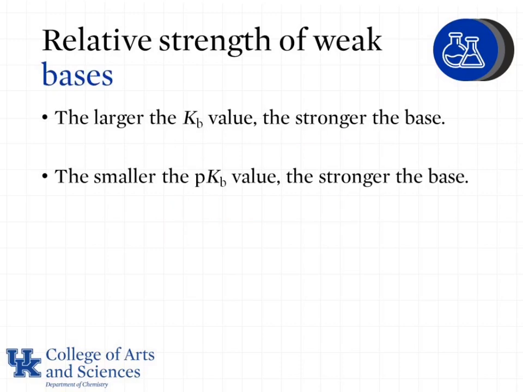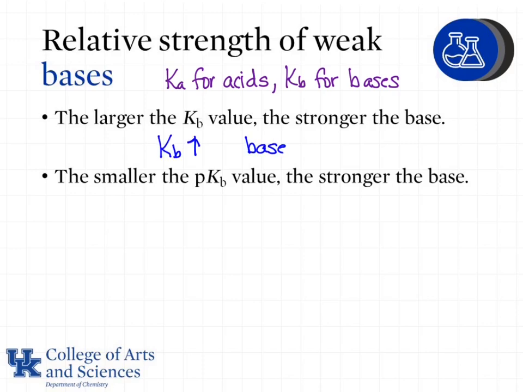Just as we looked at weak acids, we can also look at the relative strengths of weak bases. Instead of having Ka values and pKa values as we do for acids, we have Kb and pKb values for bases. The equilibrium expression looks the same. It's still products over reactants. We're just using the subscript B to stand for a base. The larger the Kb value, the stronger the base. So as Kb increases, the base strength also increases. As pKb decreases, the base strength increases.